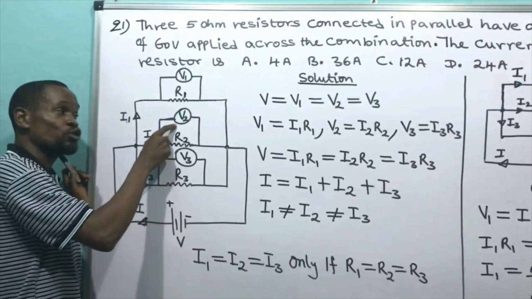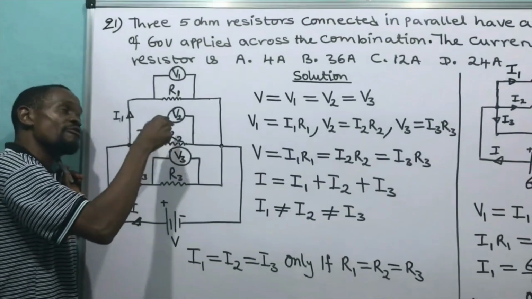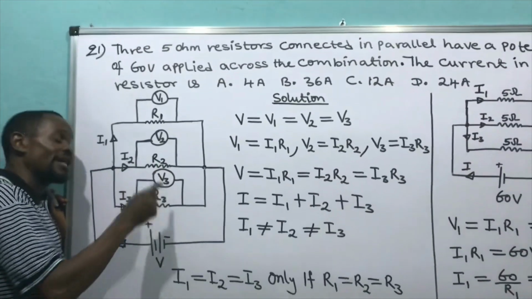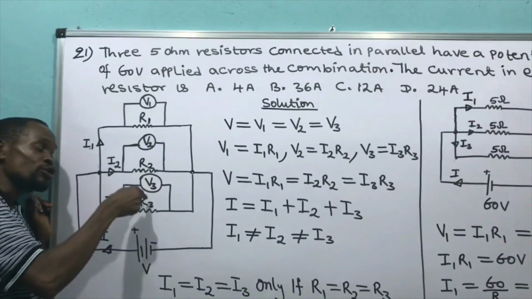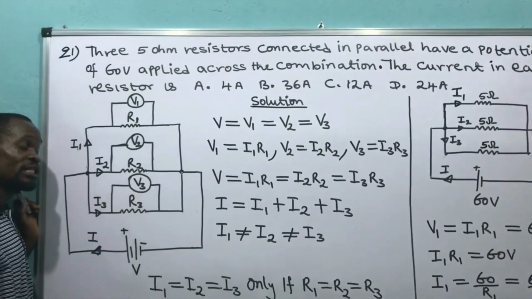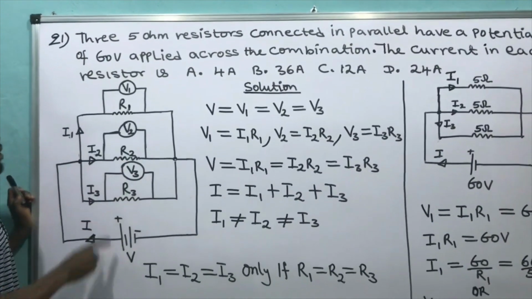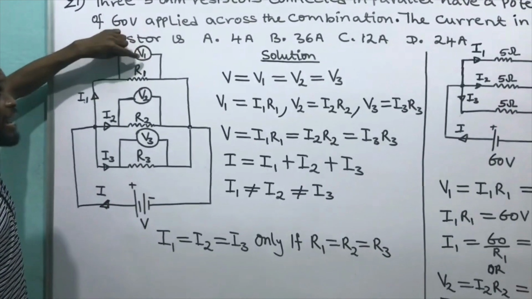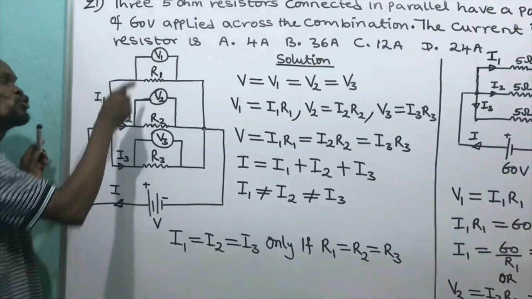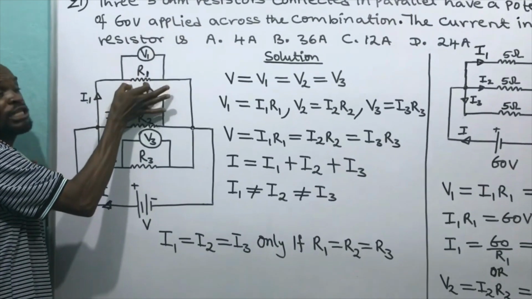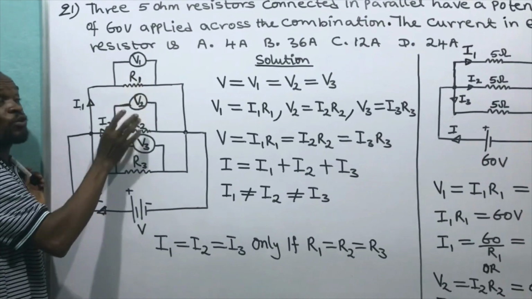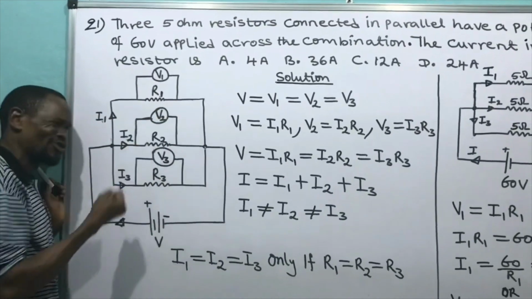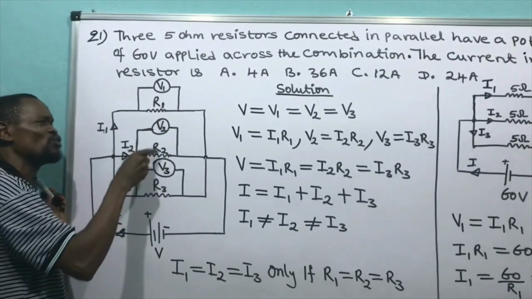Now, this is the voltmeter, which we use to read the voltage drop across this R1. This is voltmeter 2, which is used to read the voltage drop across this resistor 2. This is voltmeter 3, which is used to read the voltage drop across this resistor 3. But let me come again. This is voltmeter 1, used to read the voltage drop across resistance 1. That is the amount of food resistance 1 can consume through this current.